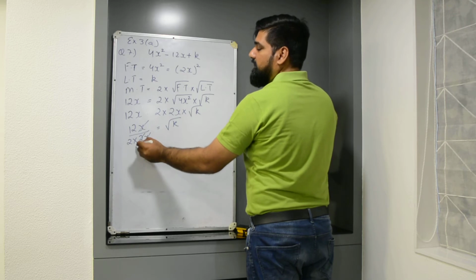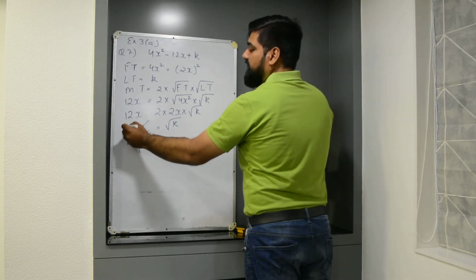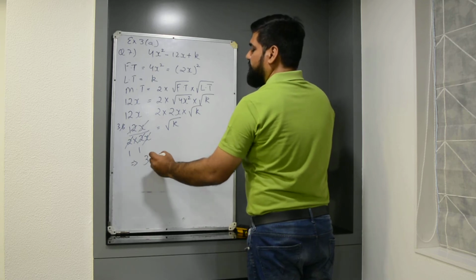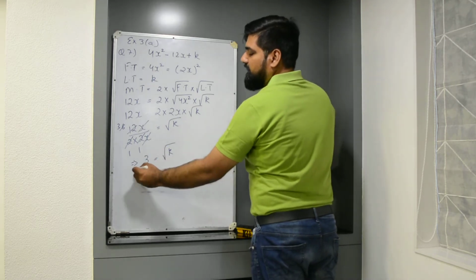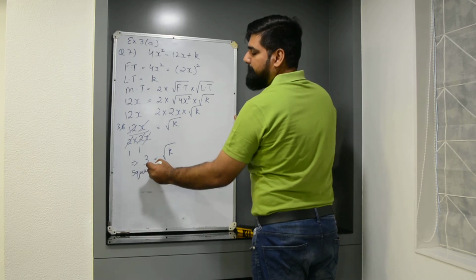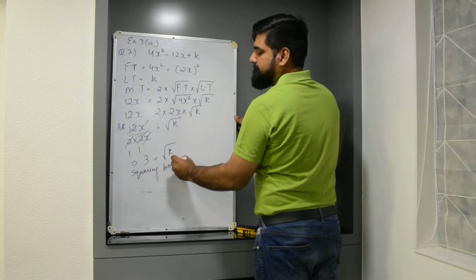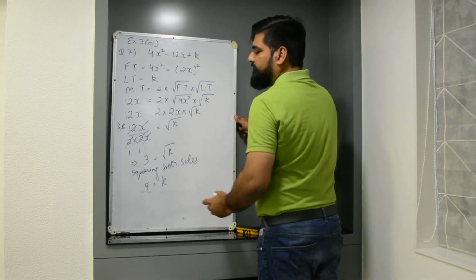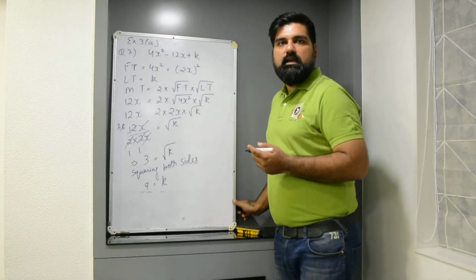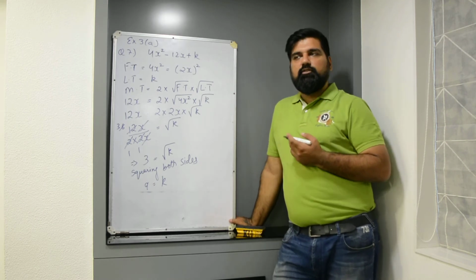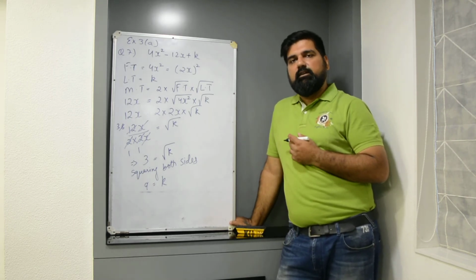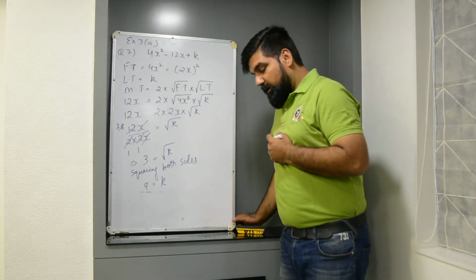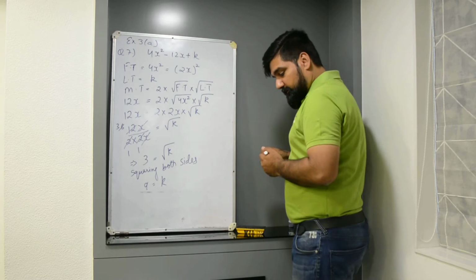x and x will get cut. 2 1s are 2, 2 6s are 12, 2 1s are 2, 2 3s are 6. So what I'll get is 3 is equal to root k. Squaring both sides, we will get 9 is equal to k. So the numerical value of k is 9. So if k is 9, then the given polynomial is a perfect square. Okay, let's move to one more question.